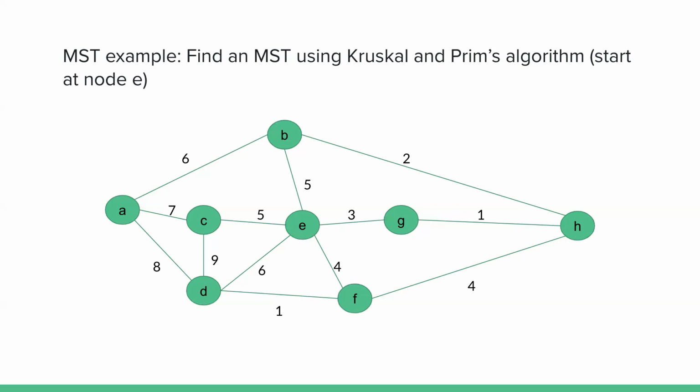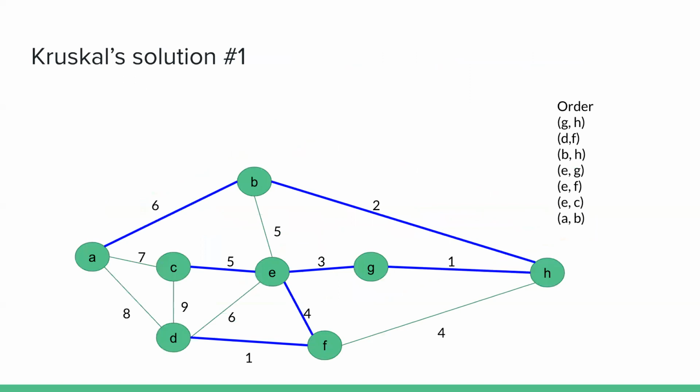Right, so even though we're at C, C is the only node that's not in our graph. All right, so hopefully this problem was fairly simple. But if you ran Kruskal's algorithm, this should have been the solution that you got.